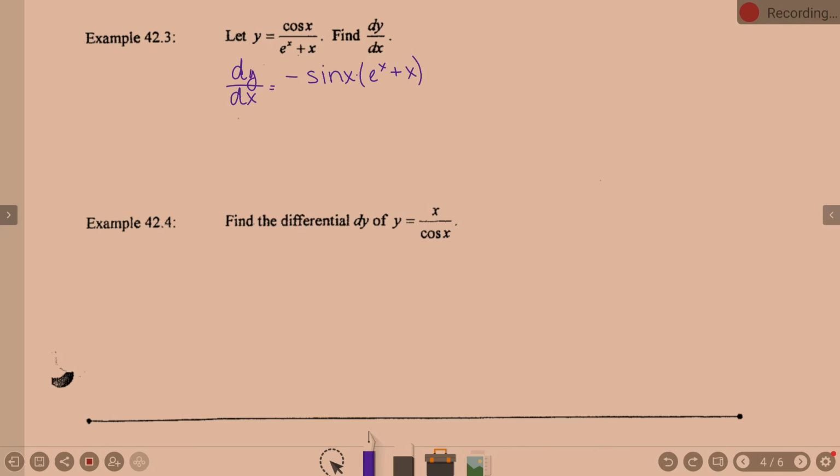Then we do minus the derivative of the bottom, which is e to the x plus 1. The derivative of e to the x is e to the x, and the derivative of x is 1, times cosine x, the numerator as is. All over e to the x plus x, quantity squared.